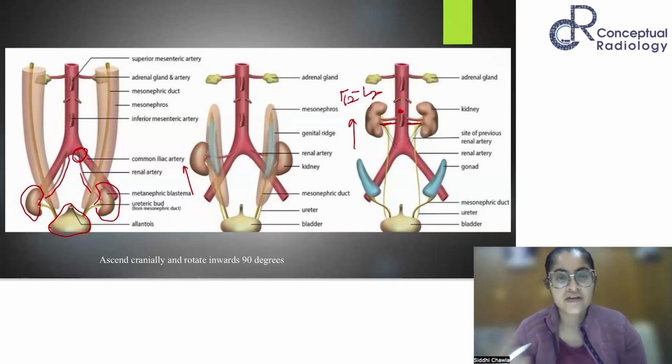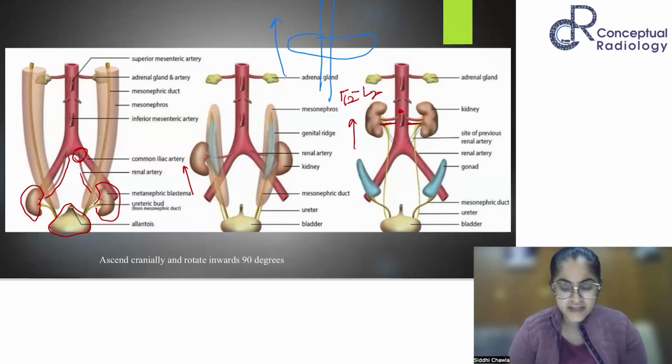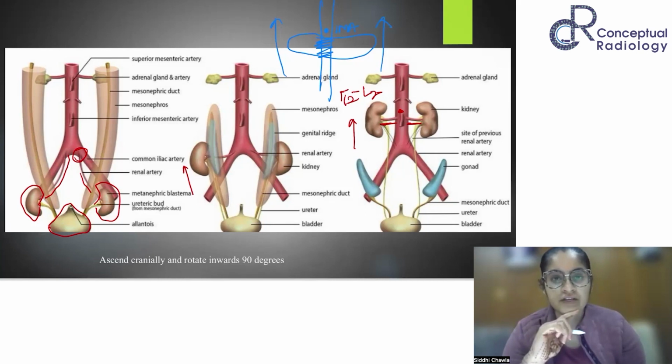This anatomy is also very important, because in cases of horseshoe kidney, both the kidneys fuse in the midline, right? And this is the aorta. So as the kidneys tend to rise cranially, the first artery they come across is the IMA, and that is why the isthmus of the horseshoe kidney lies just below the origin of the inferior mesenteric artery. Because both the kidneys are joined in the midline, they get stuck at the level beneath the origin of the IMA, right?